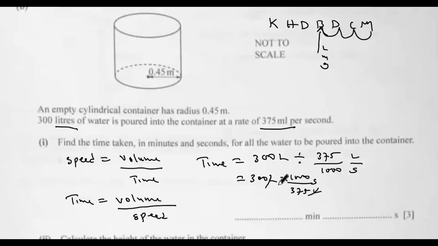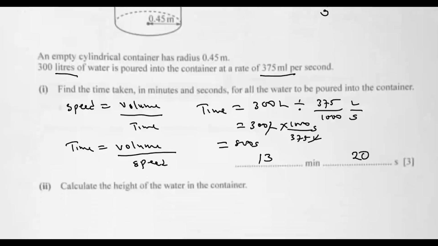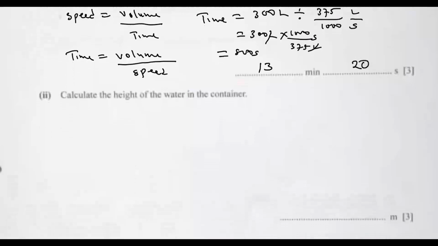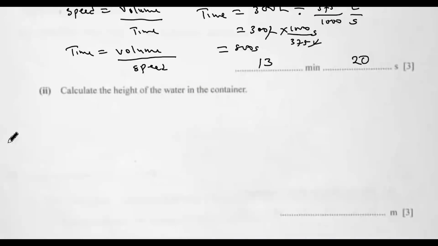So if you multiply this, it will give you 800 seconds. So you divide by 60, so that will be 13 minutes and 20 seconds. So that will be the solution. Then the Roman figure 2 part, calculate the height of the water in the container.